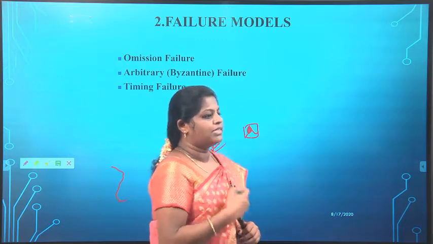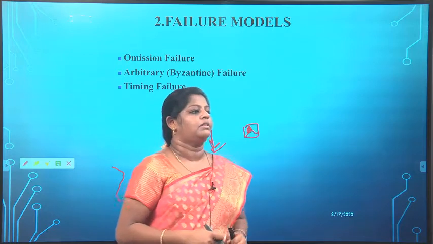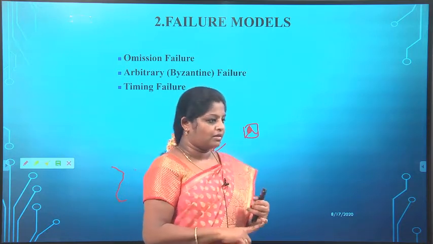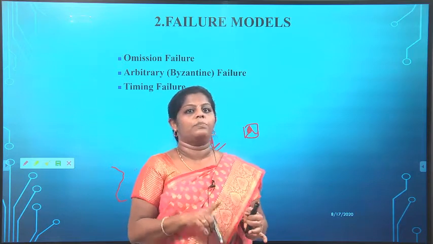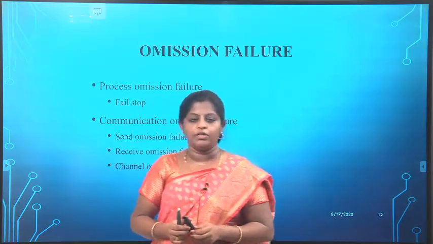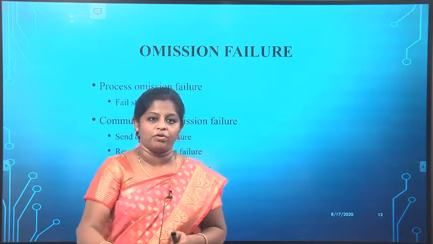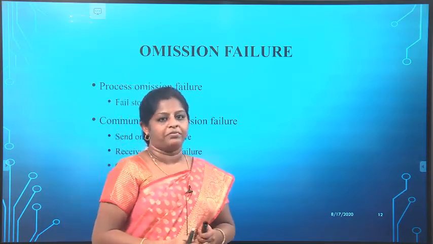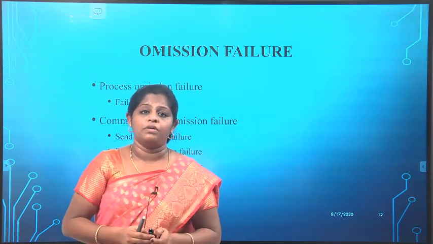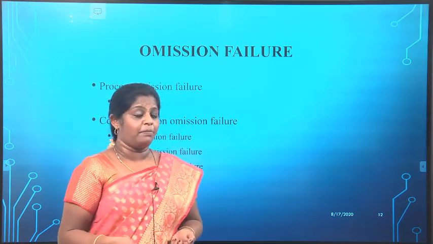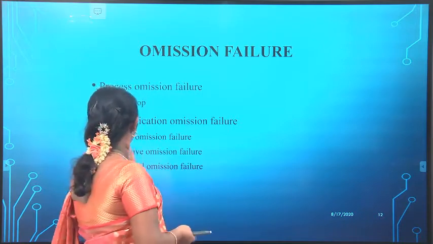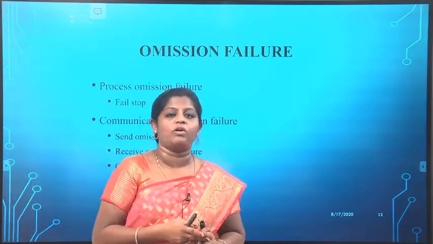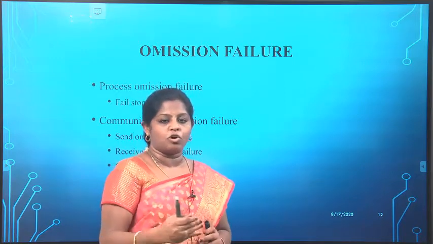Now we'll see how omission failures occur. They occur due to either communication link failures or process failures. Omission failure, as I told you, is nothing but the dropping of a message in between. Before reaching the receiver, the message is dropped. It is dropped either with the help of a process failure or a communication failure. With these two failures, the message is not reaching the receiver.